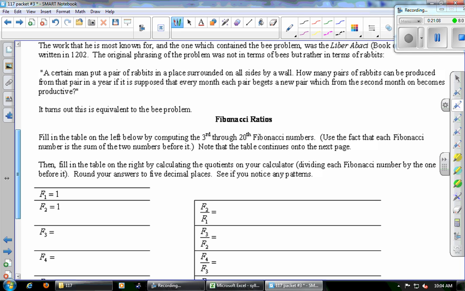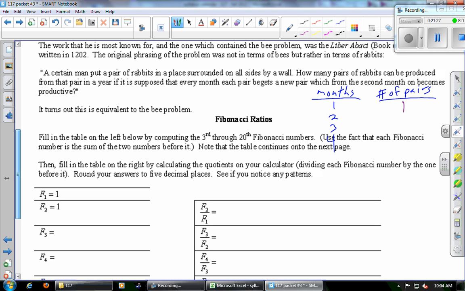And so these would be the months over here. You don't need to write this, but 1, 2, 3, we'll just go 4 months. And then here we're going to have the number of pairs of rabbits that we have. And in the first month, you have one pair of rabbits that are just sitting there, and they are too young to reproduce in the first month.